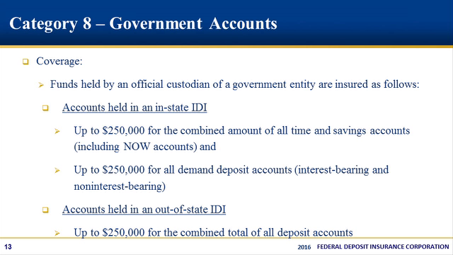Please note that in-state coverage includes a branch office of an FDIC-insured bank located in the same state as the government entity. If the public unit is located in a different state than the bank, the official custodian is insured for up to $250,000 for the combined total of all deposit accounts. Please note that multiple signers for a government entity does not mean that each signer qualifies as an official custodian.